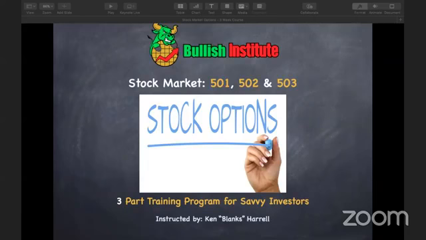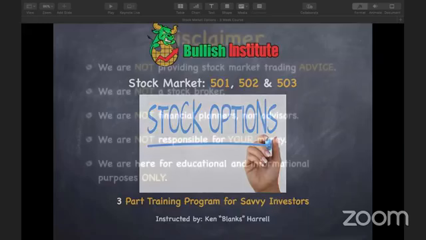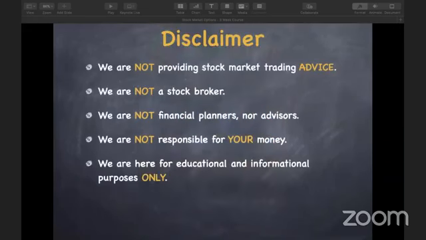But here we are, stock market 501, 502, and today is 503. I'm going to get into these options, third part of the three-part series, courtesy of the great folks over at the Pontiac Public Library. Quick disclaimer before we get into things.